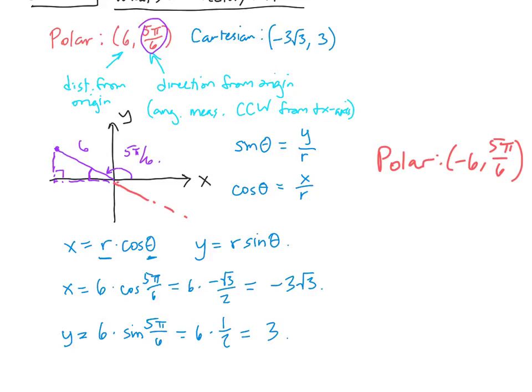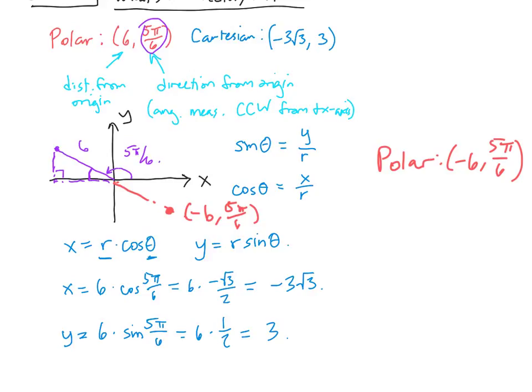That was supposed to be a dotted line. It's hard to do on a tablet. But this would be the point 6 comma, or sorry, not 6. That would be the point negative 6, 5 pi over 6. So in other words, a negative r coordinate in polar coordinates just means that we go backwards along a ray rather than forwards. Anyway, that's it for this video.